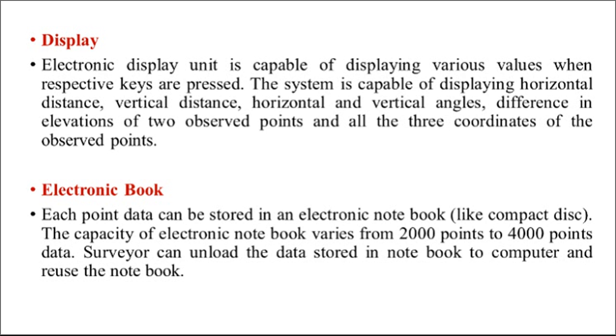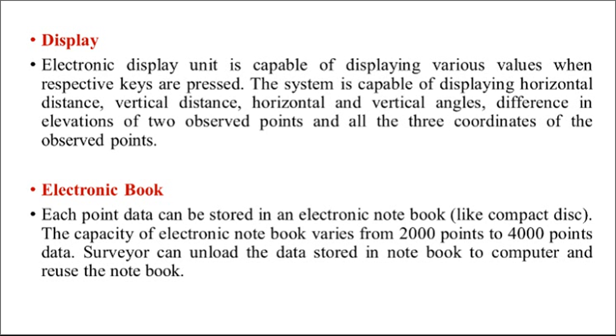Next one, electronic book. Each point's data can be stored in an electronic notebook, like a compact disc. The capacity of the electronic notebook varies from 200 points to 400 points of data. The surveyor can unload the data stored in the notebook to a computer and reuse the notebook again.